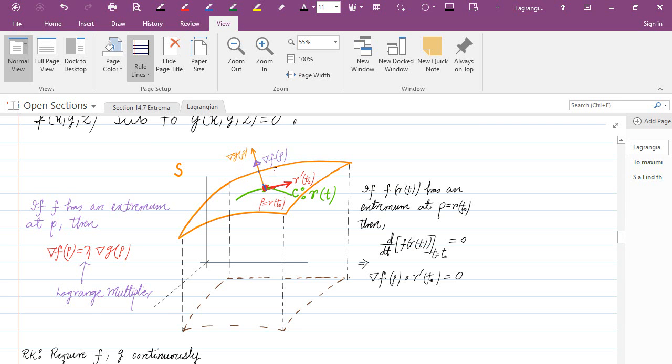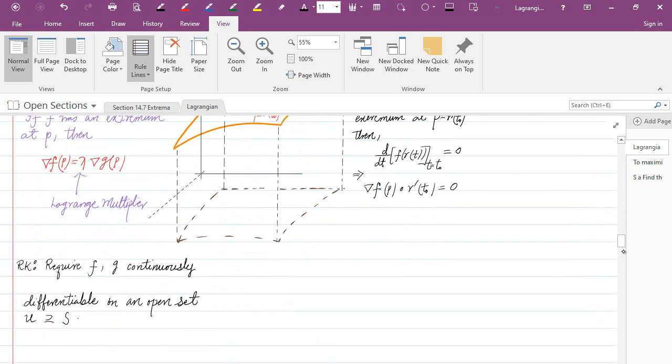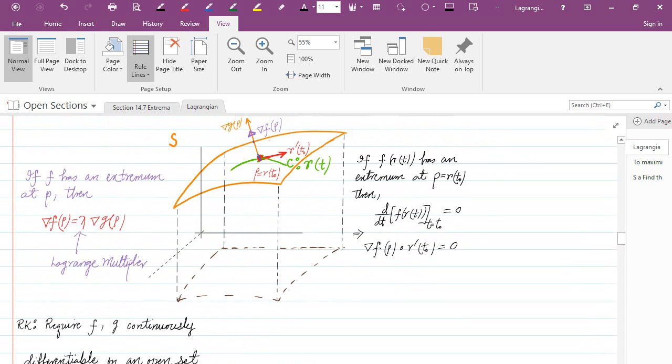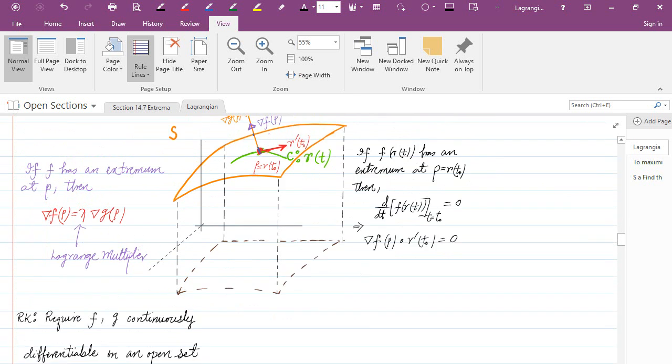So we already know that the gradient of g is perpendicular to the surface at P, and we now found the gradient of f is perpendicular to the surface at P, so they must be parallel. So the gradient of f at P is a scalar multiple of the gradient of g at P. So lambda here is a scalar. In my discussion here, we require that f and g are continuously differentiable in an open set containing the surface S.